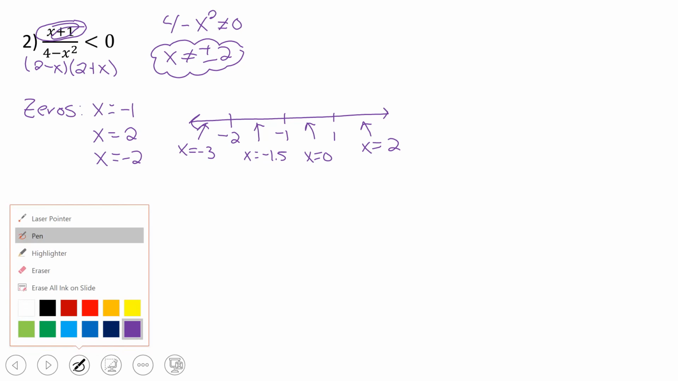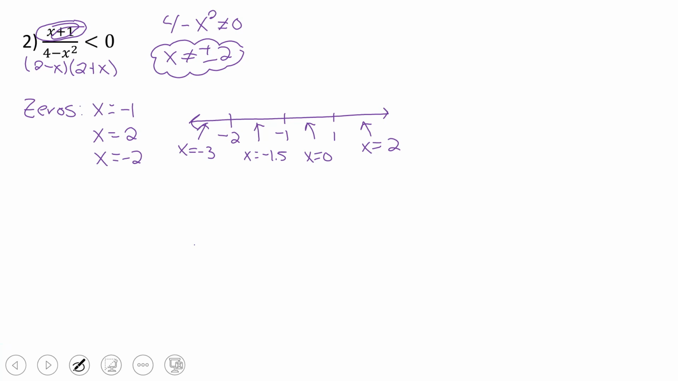Maybe it won't let me click on my eraser. You're putting it into the original rational expression. So if I put in a -3, the numerator would become a -2. And then that denominator would be 4 minus 9, which is -5. So this ends up with a positive result.